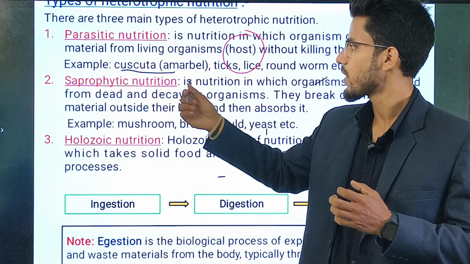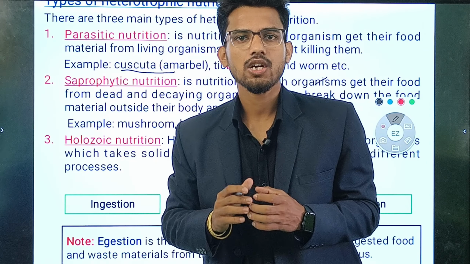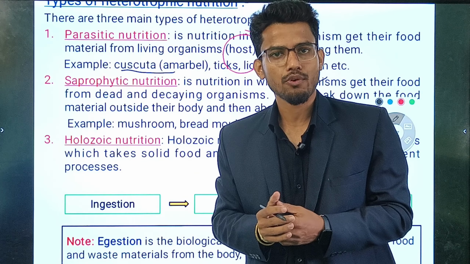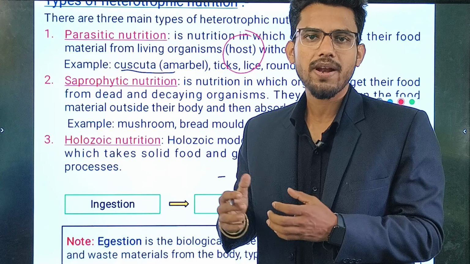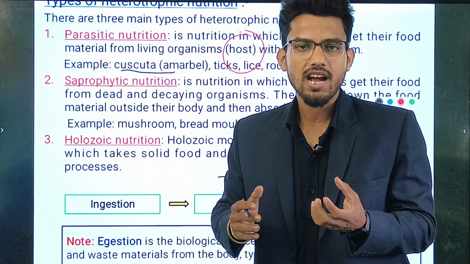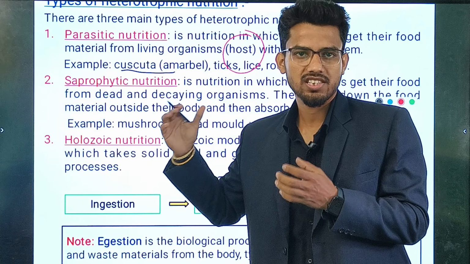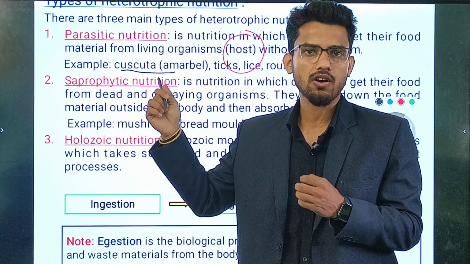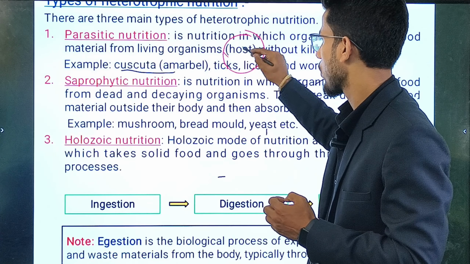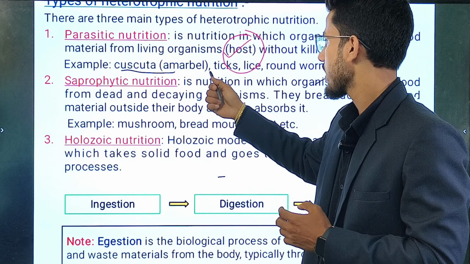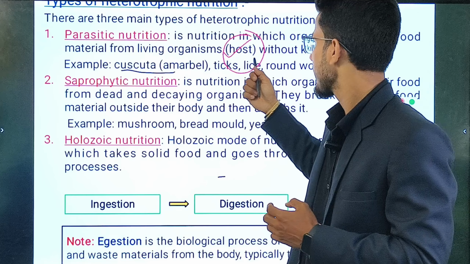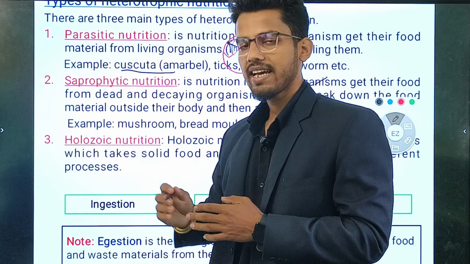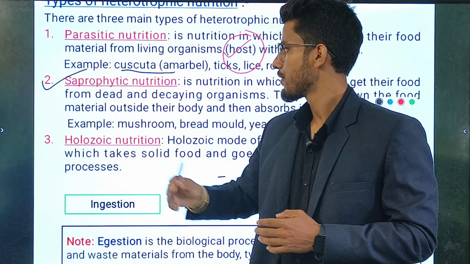This particular plant lacks chlorophyll, so it cannot carry out the process of photosynthesis. That's why it is dependent upon the particular plant from which it gets shelter. And that plant which gives shelter to Kaskata or Amarbel is what we call the host. Other examples are lice, ticks, and even roundworms, etc. And the second is saprophytic nutrition.